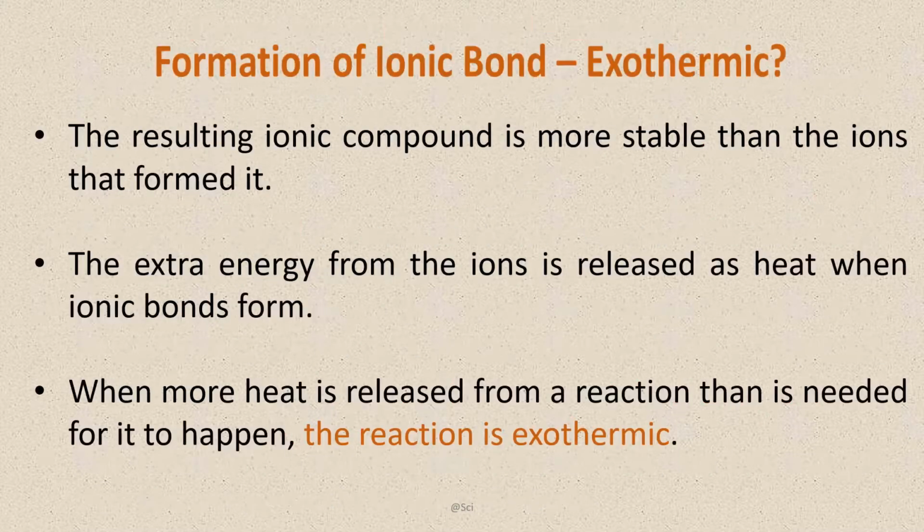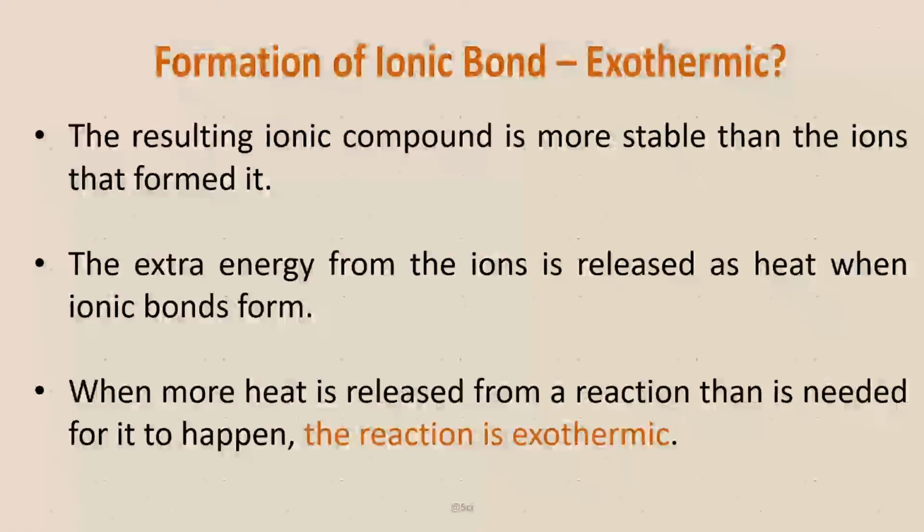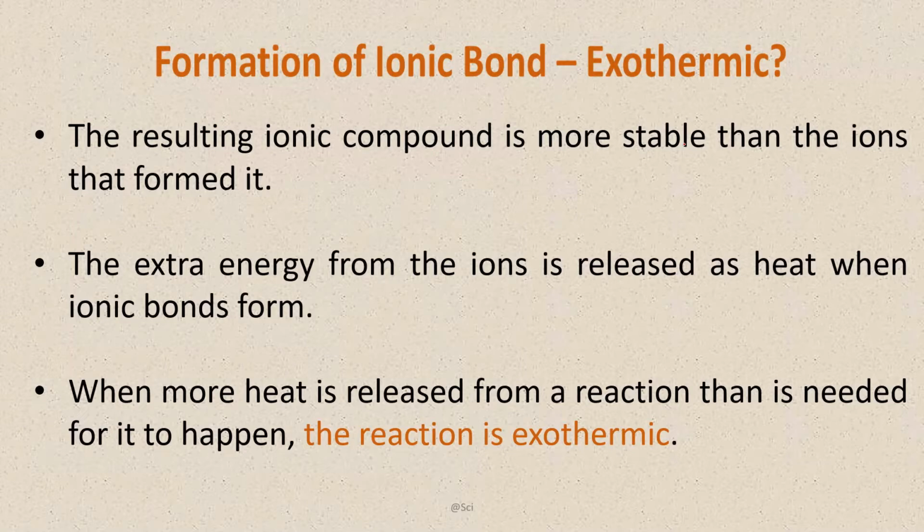So we have to now look at the aspect of whether it is exothermic or endothermic. An endothermic reaction is a reaction which absorbs energy. An exothermic reaction is a reaction which releases energy. The resulting ionic compound is more stable than the ions that are formed. So basically, all the elements which are unstable want to become stable. When they give or accept an electron, they become two oppositely charged ions, and then they come together and form a compound, and this compound is stable.